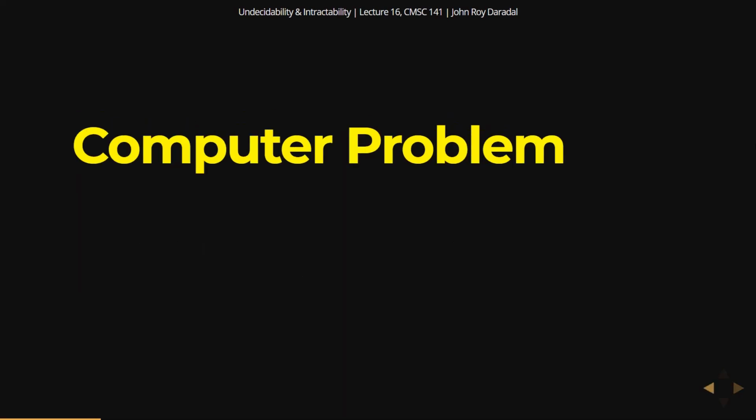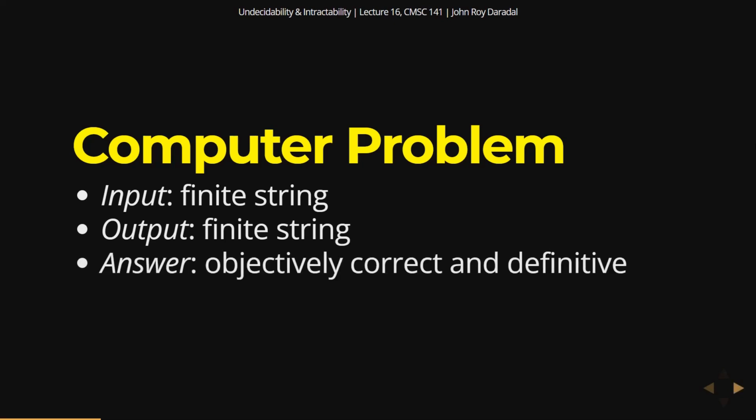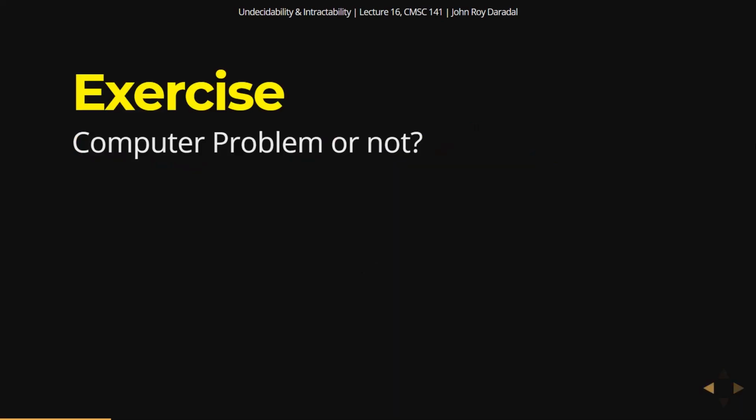So let's define a computer problem formally. A computer problem is given a finite string as an input. It could be a very long string as long as it's finite, and the output is also a finite string, and the answer has to be objectively correct and definitive. So objectively correct, it's absolutely correct, and it's definite. Okay. So let's see if these problems can be considered a computer problem or not.